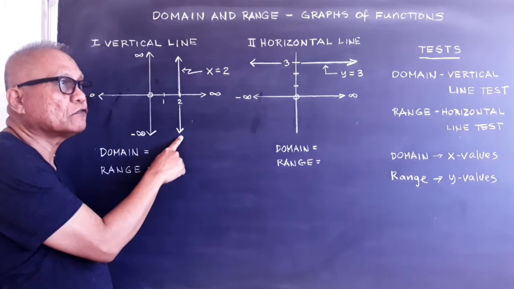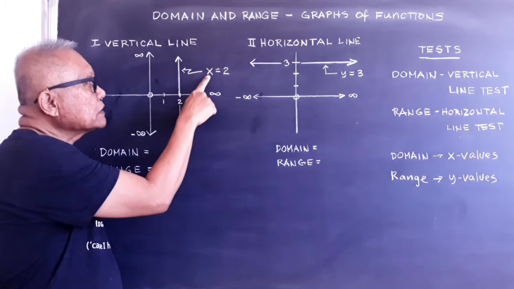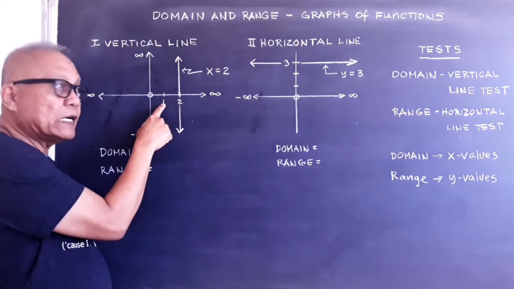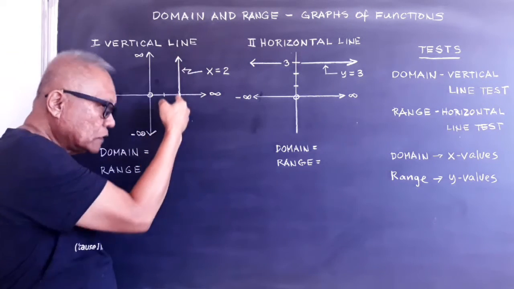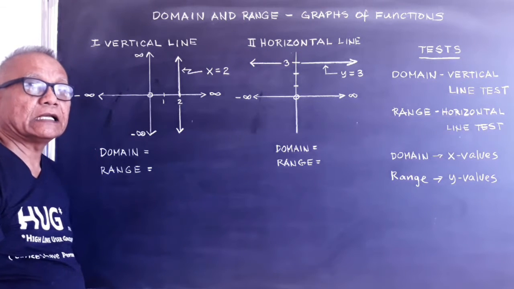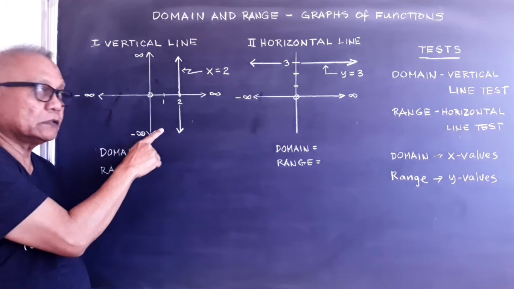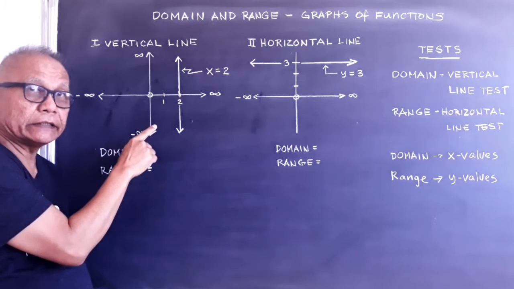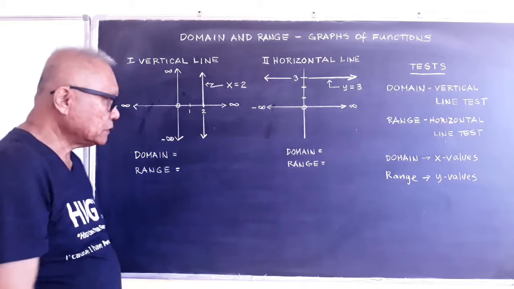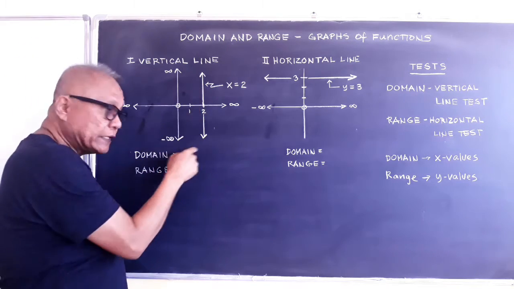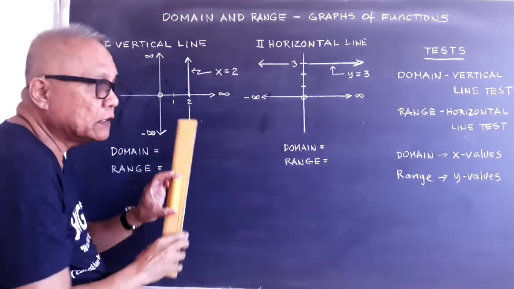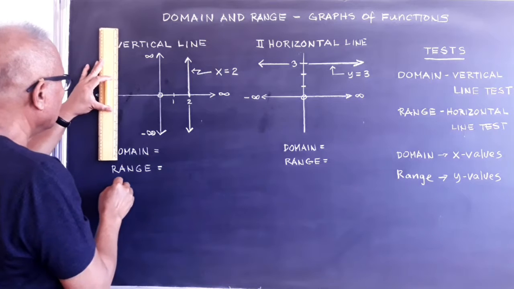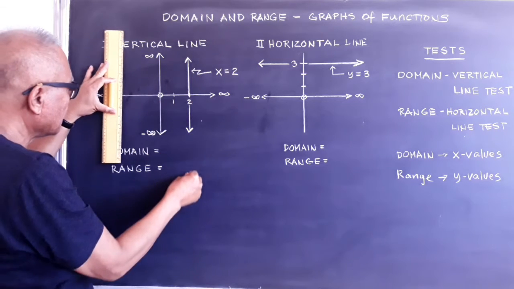And what is the equation of our vertical line? That is x is equal to 2. So 1 and 2, and then we draw a vertical line. We will determine the range and domain of this vertical line. To check the domain of this vertical line, we will use the vertical test.